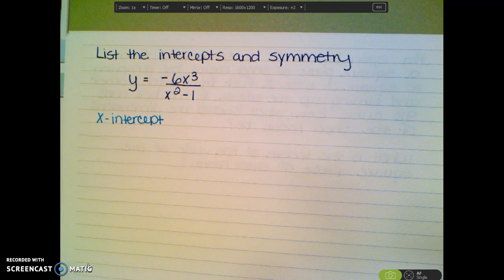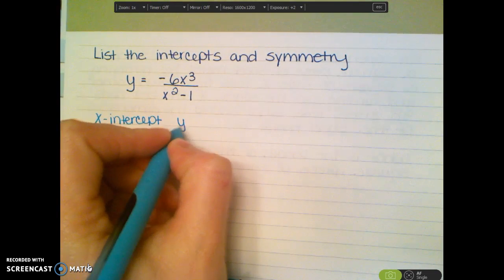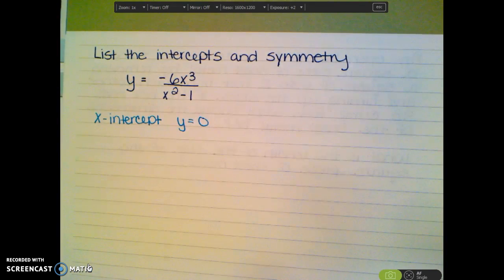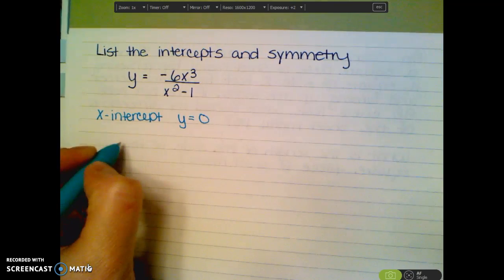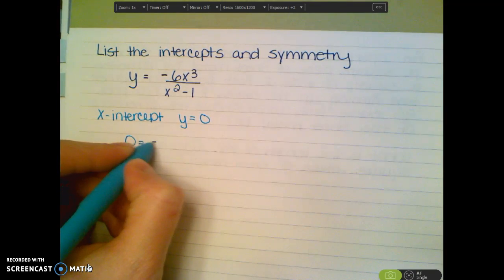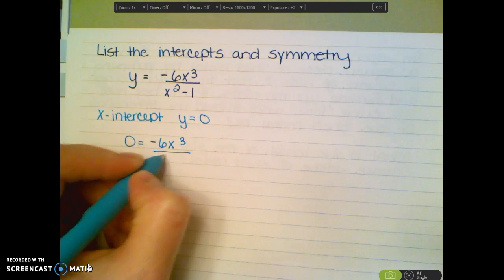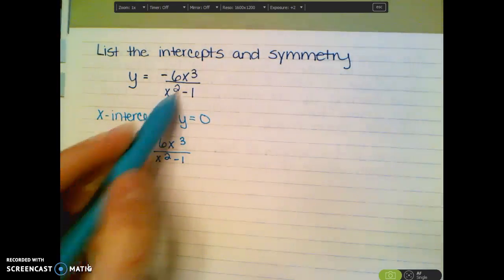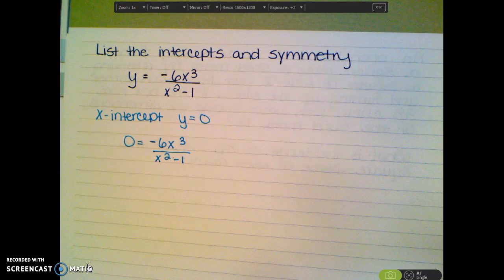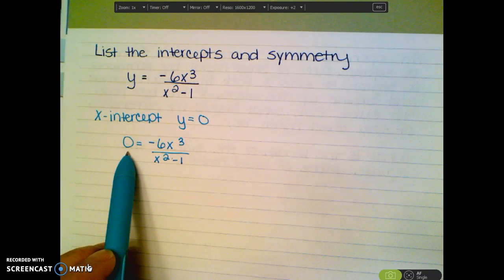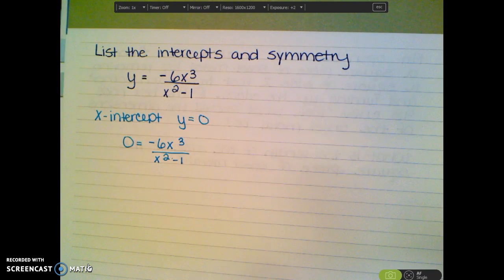When we are looking for the x-intercept, we replace y with 0. So every place there is a y, we put in a 0. X to the third, x squared minus 1. So the rest of the equation stays the same. Okay, we just now have in a 0 for y. So now our goal would be to solve for x, to find out what x would be.